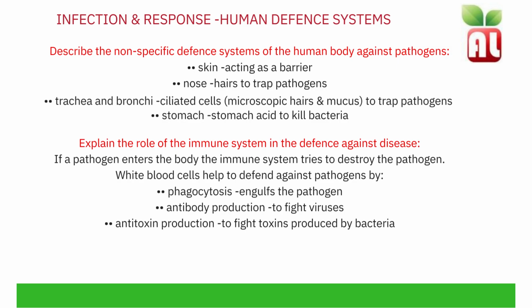White blood cells also produce antitoxins. This helps fight the toxins that are produced by bacteria. And the type of white blood cell that does this are also lymphocytes.